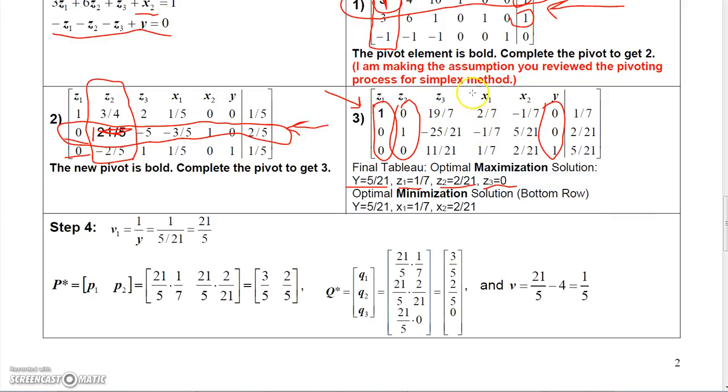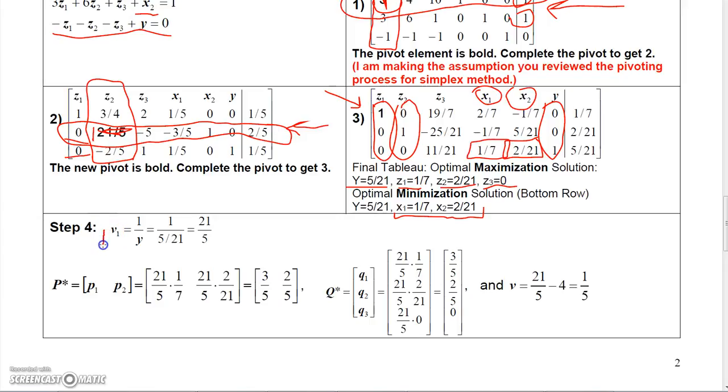Remember, to find the values for the original minimization problem, we actually look at the bottom of these columns. So x1 is 1/7 and x2 is 2/21. So there's x1 and there's x2. And of course the minimum and the maximum are the same in both problems, y equals 5/21.